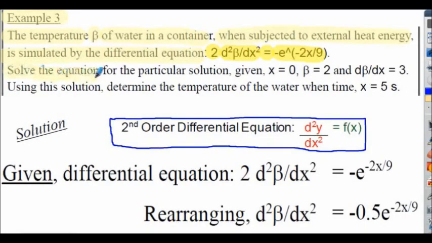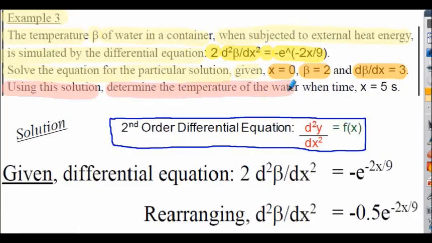We're asked to solve the equation for the particular solution this time, and we're given that when x is equal to 0, beta is equal to 2, and d beta by dx is equal to 3. The question then says, using the solution found, we've got to determine the temperature of the water when time x is equal to 5s. So in this case they're using the symbol x for time instead of t.